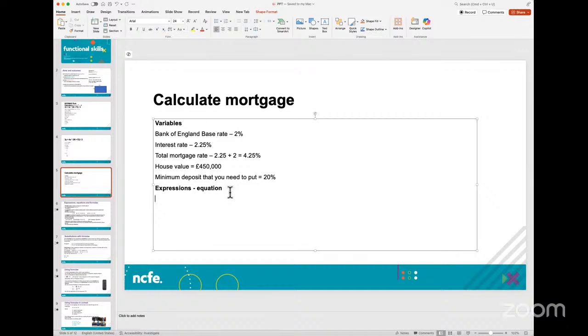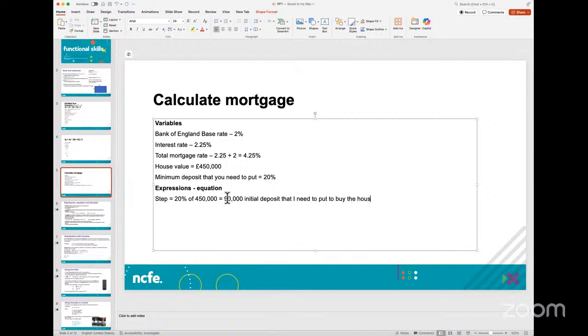The first and foremost thing I'm going to do is calculate some values. What is 20% of 450,000? That is the first thing I need to know, because I want to get meaningful information out of this. 20% of 450,000 is 90,000, which is the initial deposit that I need to put down to buy the house.